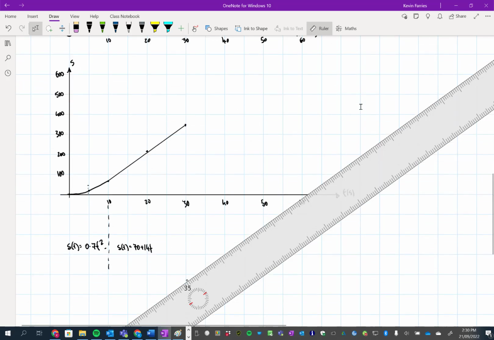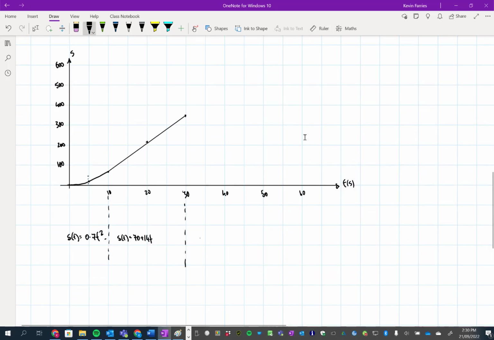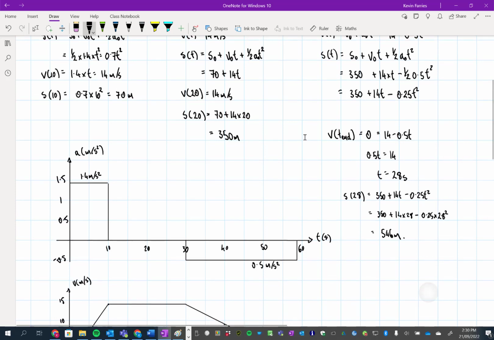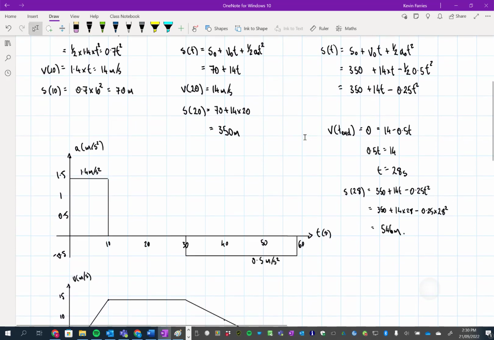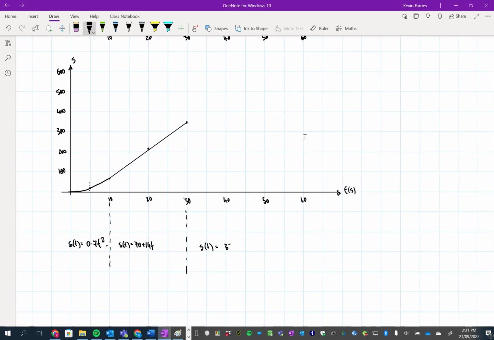So for this last part here, the displacement equation was displacement at time t is equal to, let's jump back up again, what was the equation? 350 plus 14t minus 0.25t squared. So it's equal to 350 plus 14t minus 0.25t squared. And it's the time from the start of the stage. Always with these ones, I'm looking at the time from the start of the stage.